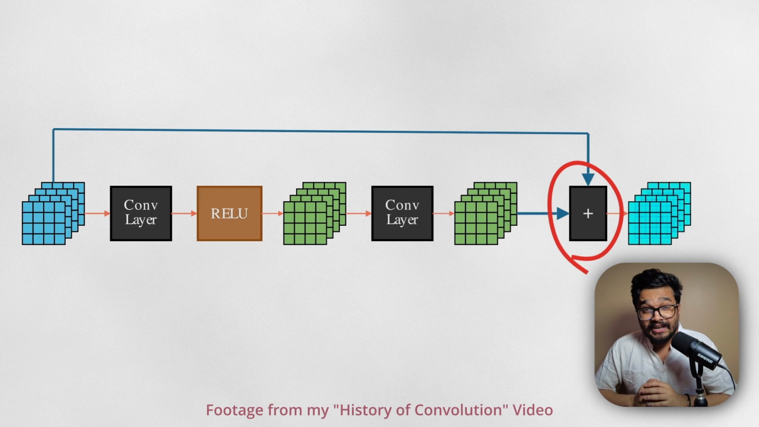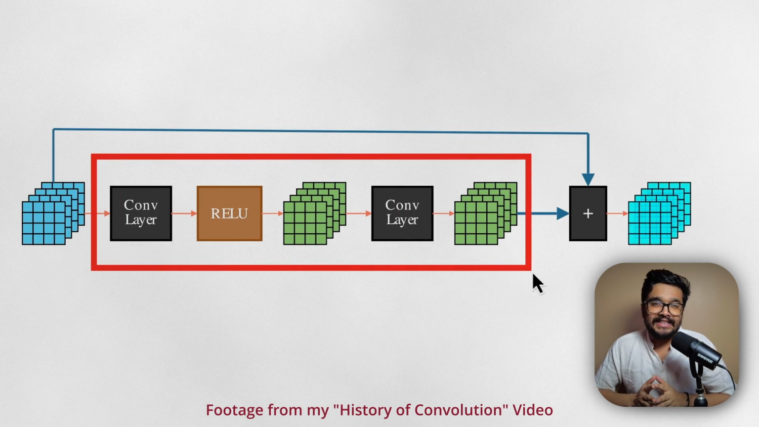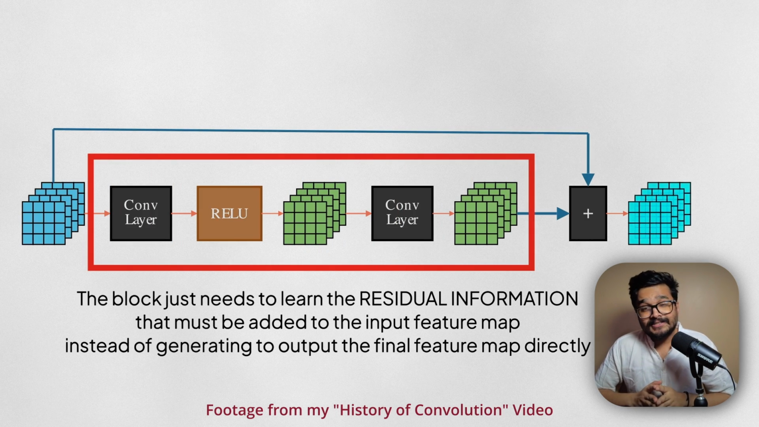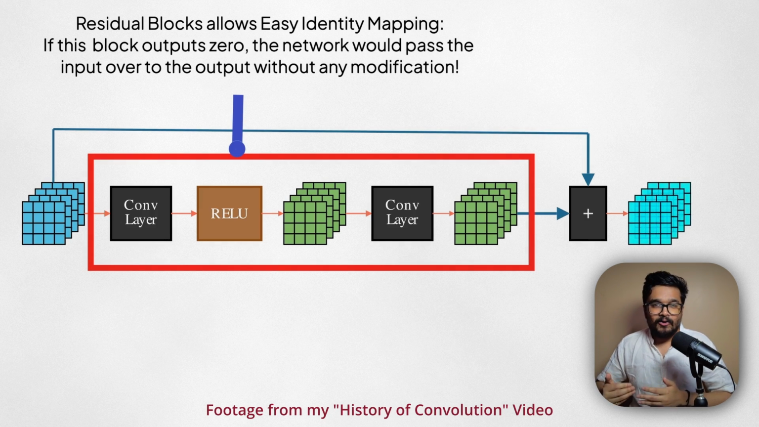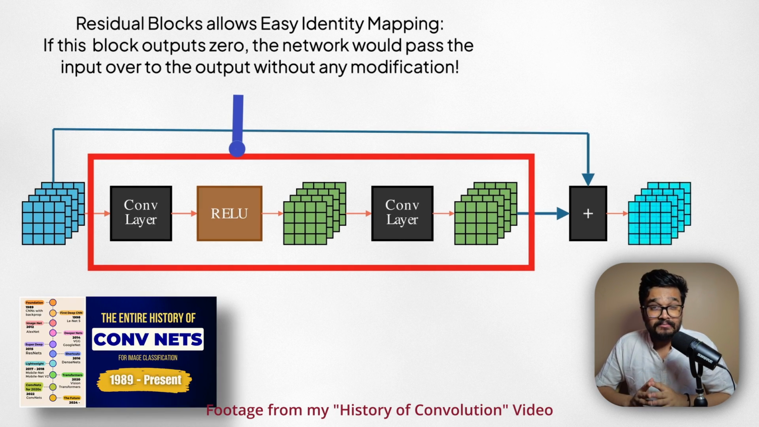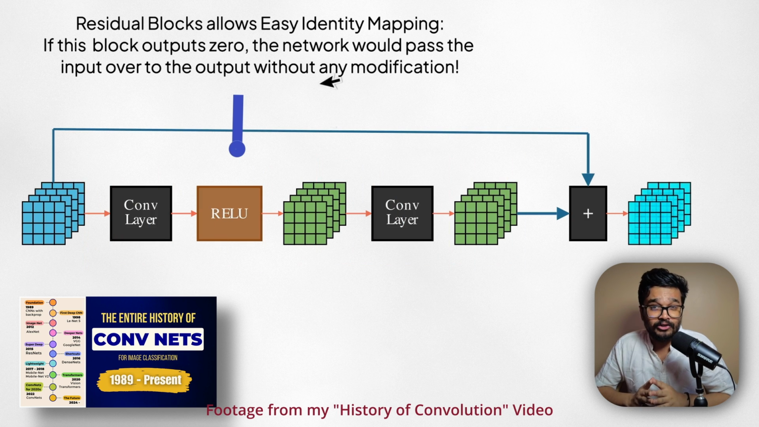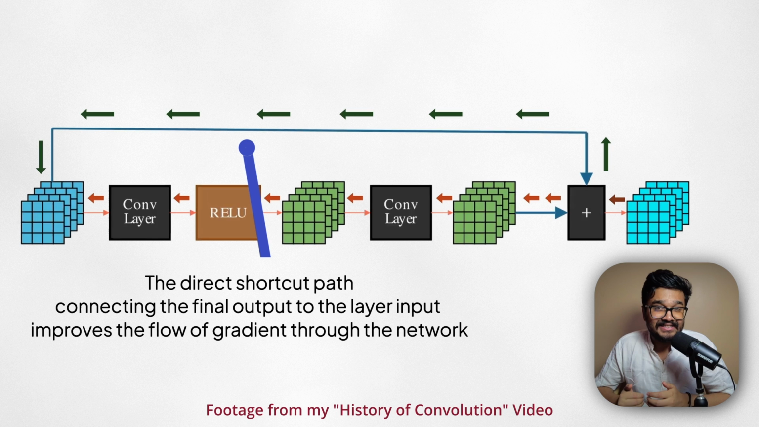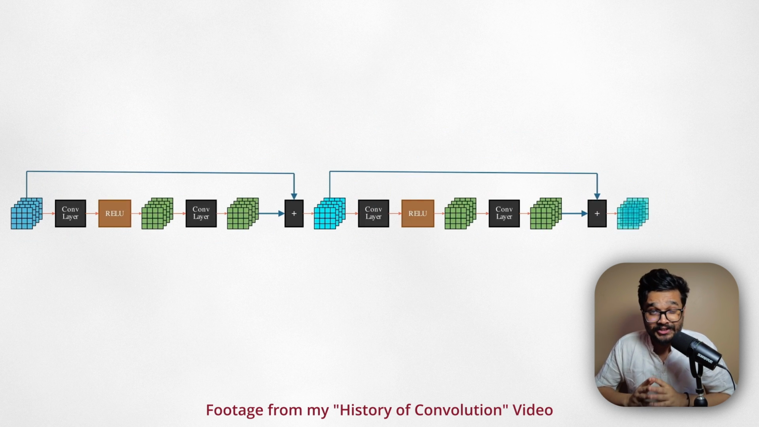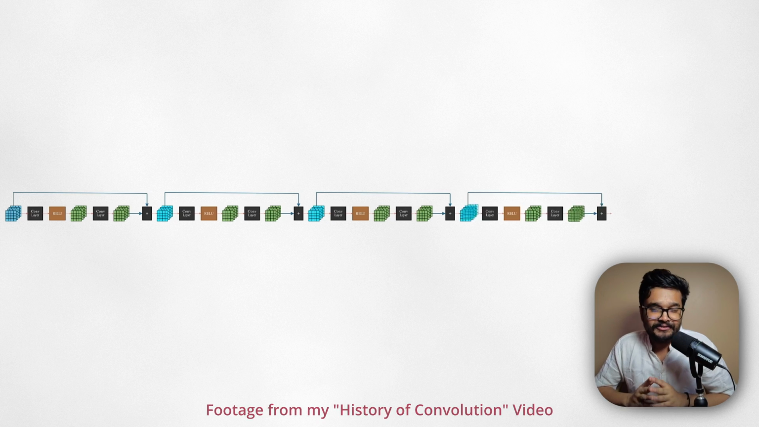Residual connections have a lot of advantages in deep learning, like allowing smooth gradients to flow through really deep neural nets and allowing networks to learn residual information instead of transformative information. In my history of convolution network video, I talk more about the concept of skip connections and resnets, but we don't really need to go too deep into residual connections for this video just yet.